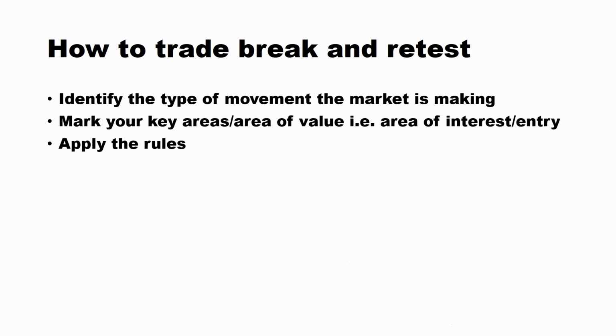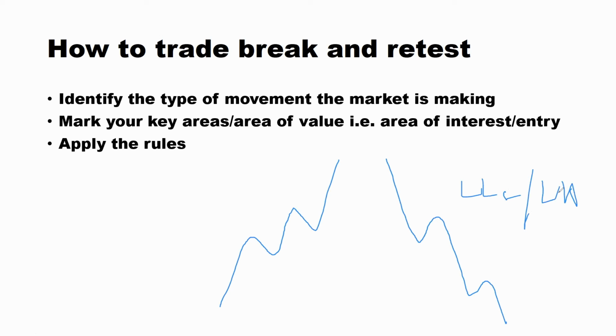One, we looked at the types of market movement, right? So when you're trading, someone was wondering when we started, why are we studying the market movement? You have to first identify what type of market movement am I in? Am I in an uptrend or am I in a downtrend? Remember we said downtrend, we're making lower lows and lower highs. In an uptrend, we're making higher highs and higher lows.